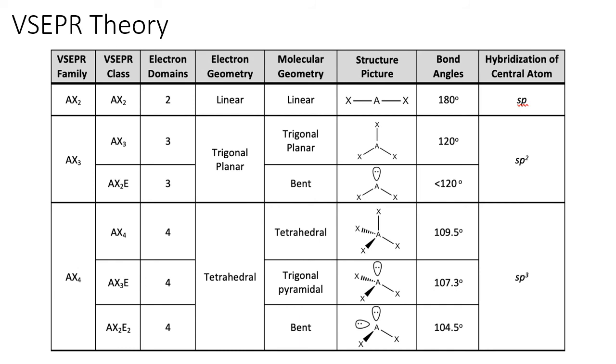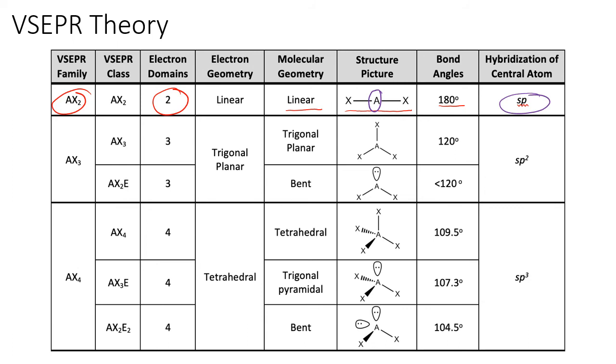Next, we'll review the part of the VSEPR table that's probably most important for this class. We don't need to know the whole table, but AX2, AX3, and AX4 families are going to be what you see most when dealing with organic chemistry. So AX2 was where we had two outer atoms bonded to a central atom, and the molecular geometry was called linear, and our structure picture was this, and the bond angles were 180 degrees. The hybridization of the central atom, which in these pictures would be atom A, was sp hybridized. We'll review hybridization a little bit later.